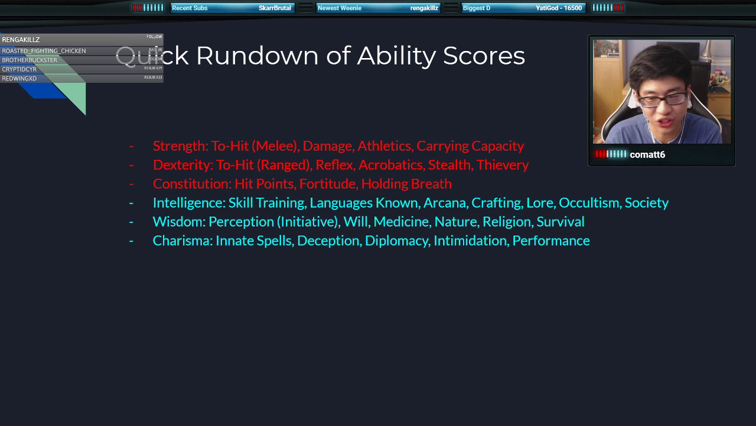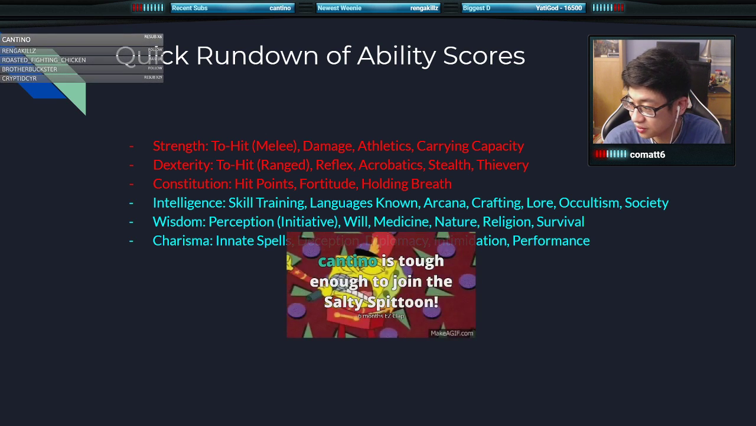So it affects your perception score, which is the most rolled skill in the game, obviously. And in this edition, when you roll initiative, you actually roll one of your skills. And it defaults to perception, so it is important to have a high wisdom, because going first is good.